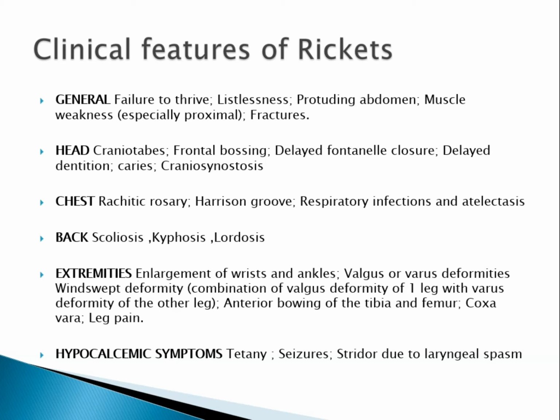So chest: rachitic rosary, Harrison groove, respiratory infections, and atelectasis. Atelectasis is a collapsing of alveoli. Back: spondylosis, kyphosis, and lordosis. Extremities: enlargement of the wrist and ankles, valgus or varus deformities, windswept deformity, and other deformities. Hypocalcemic symptoms such as tetany, seizures, stridor due to laryngeal spasm.